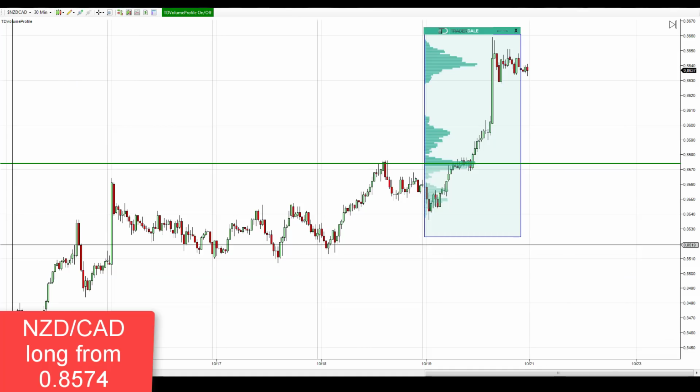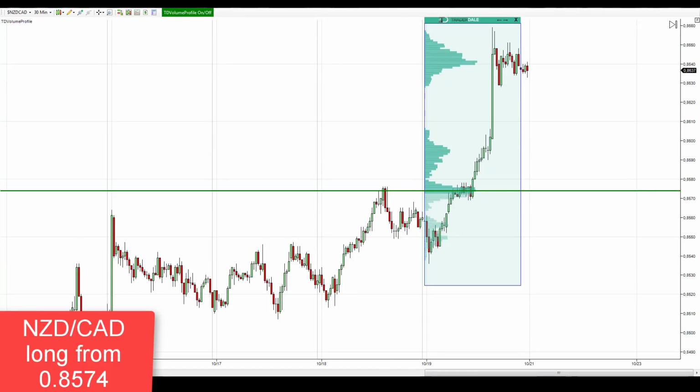Let's now go into the New Zealand dollar, Canadian dollar. There's another intraday level which I like to trade. This is a long level right there. And this long level is based on two setups. The first one is a trend setup. I showed you in the previous example. This is a trend, and this is a strong volume cluster created within the trend.